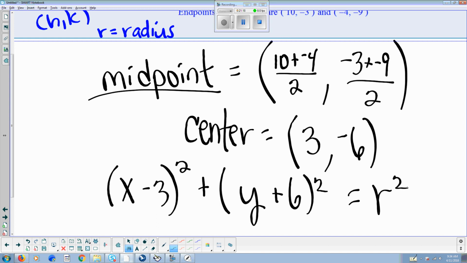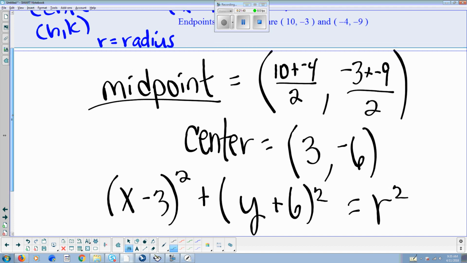Right now, I do not know the radius. There's a couple of ways to approach this. I can use the distance formula and find the distance from the center to either endpoint. That distance is going to be the length of the radius. Or you can use the circle formula that you're already given here and substitute a point on the circle for x and y. That's going to be my approach here.